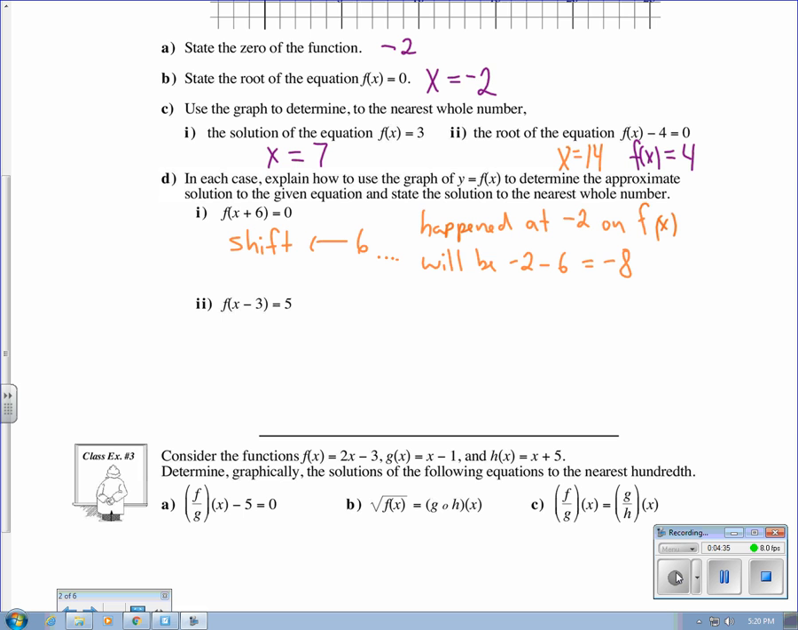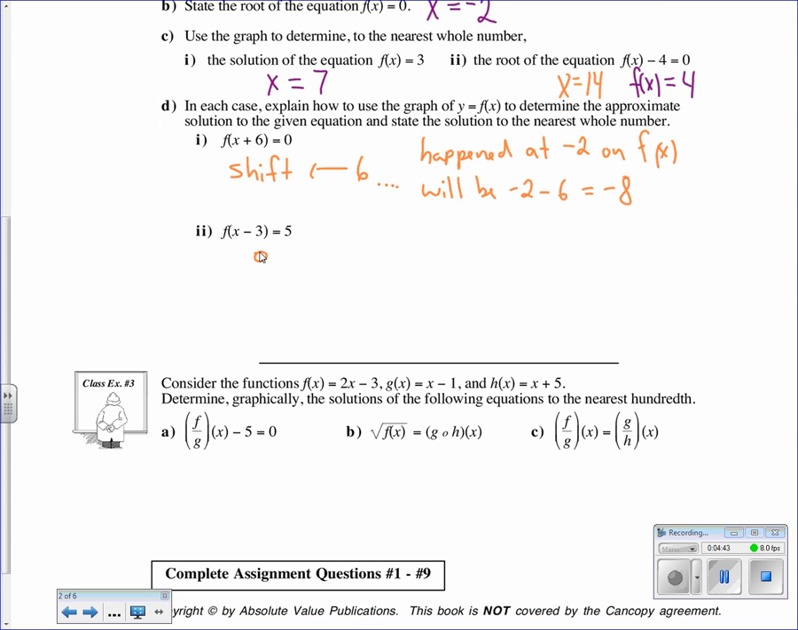I'm going to try something similar with my 5. I'm going to find out where 5 is on my original graph. So in my original graph, I had a y value of 5 when x was equal to 23. But now I have a shift that is 3 units horizontally towards the right. So I've got to add 3 here. That's not going to happen until 26.